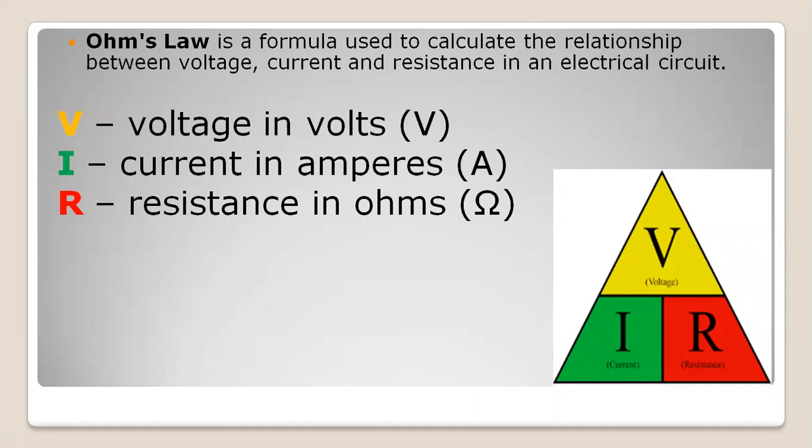So, what is Ohm's law? It is a formula used to calculate the relationship between voltage, current, and resistance in an electrical circuit. And what do these letters mean? V. Voltage, which is measured in volts. I. It is current, which is measured in amperes. R. It is a resistance, which is measured in ohms.